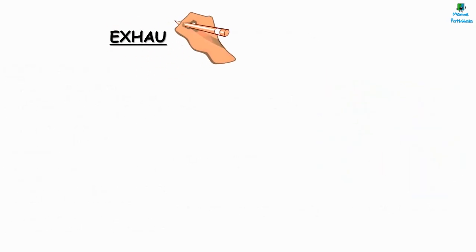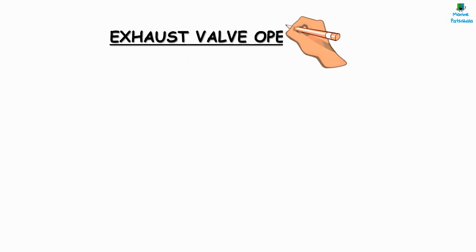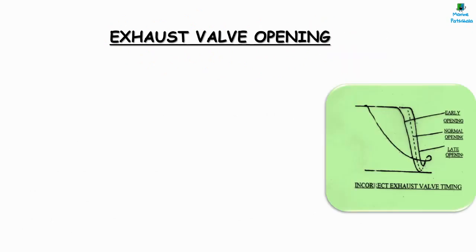Next is exhaust valve opening. For checking the exhaust valve opening, we will take the light spring diagram. Here in this diagram we can see the curve of dotted lines for the normal opening. This is for the late opening, and this curve is for the early opening.